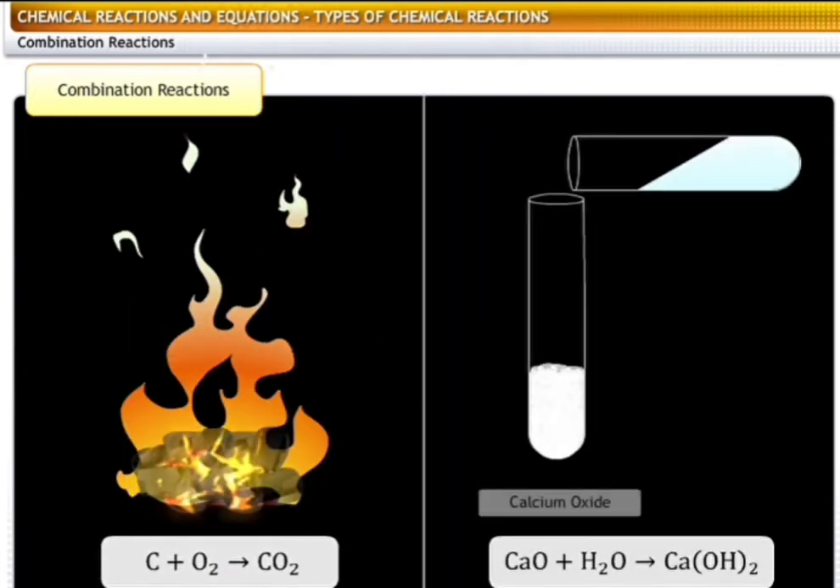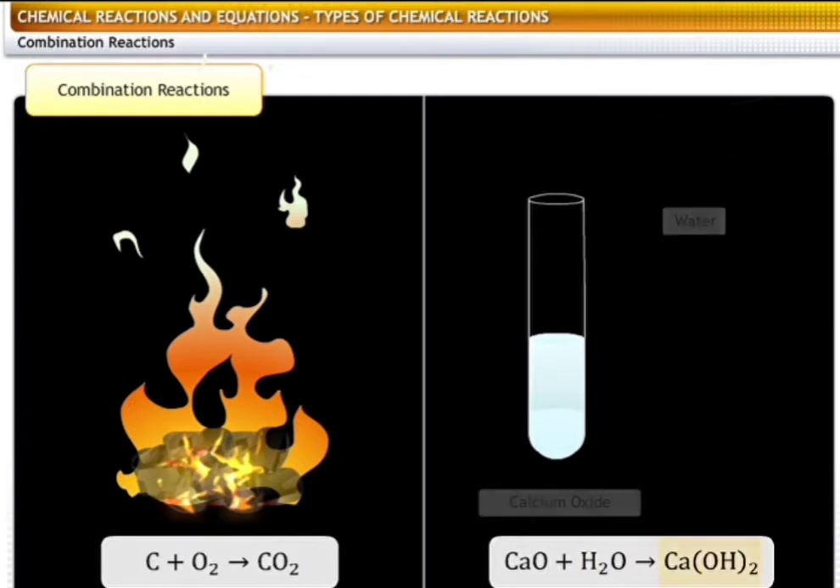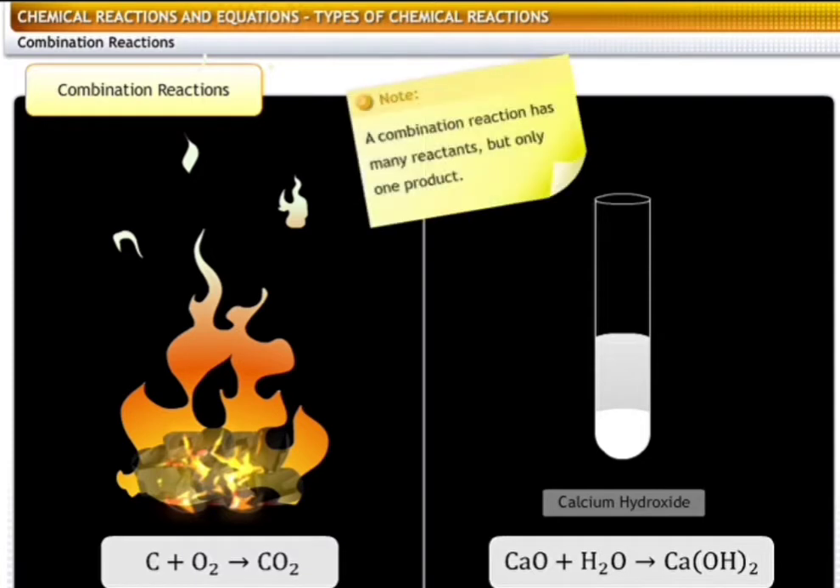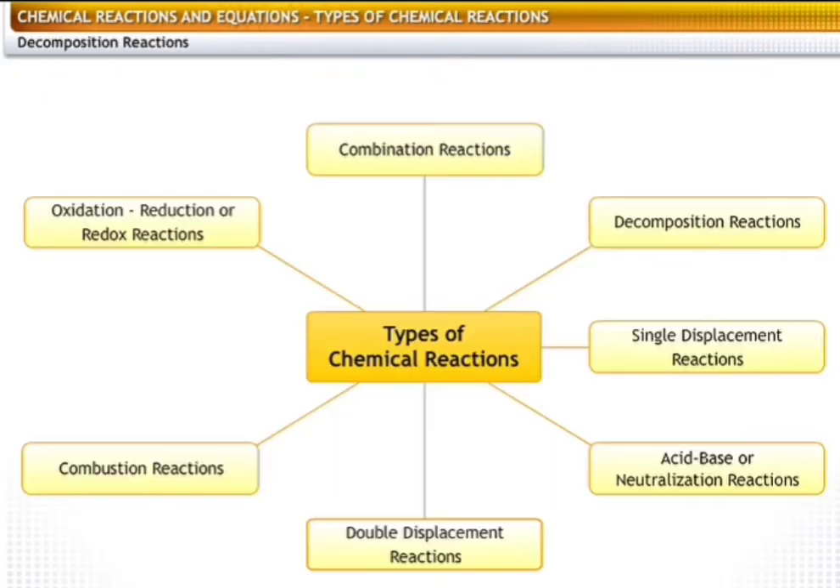Let's take another example of calcium oxide reacting with water to form slaked lime or calcium hydroxide. In this reaction, the two compounds, namely calcium oxide and water, combine to form a single product called slaked lime. You must remember that a combination reaction has many reactants, but only one product.